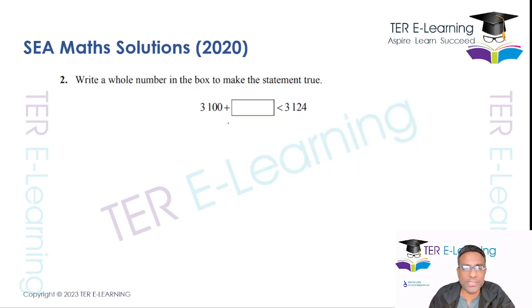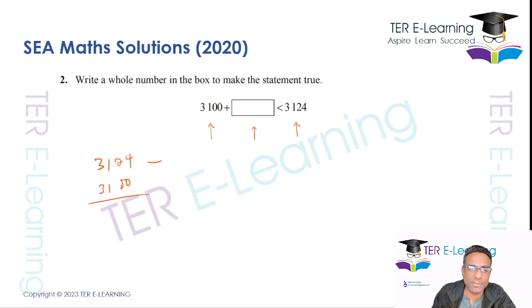This next one here, question 2: write the whole number in the box which makes the statement true. Now this number plus whatever this number is has to be less than this here. So what we could do, we can say 3124 minus 100. So this is going to be 4, this is going to be 2, so you're going to get 24.